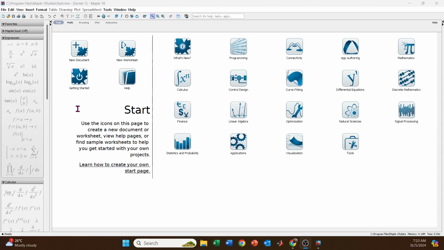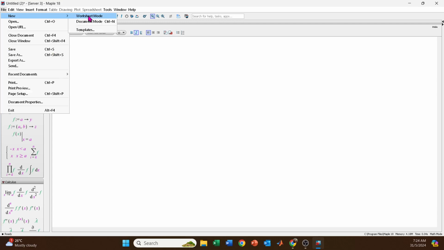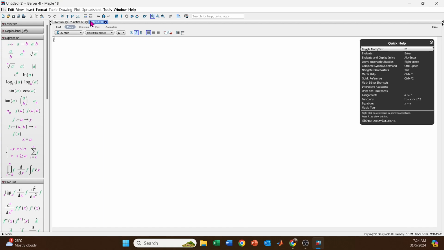When you double click Maple, first of all, you will have this layout: either a new document or a new worksheet. Let me show you the new worksheet first. It will be like this. In this mode, the new worksheet is worksheet mode, and document mode will be like this.